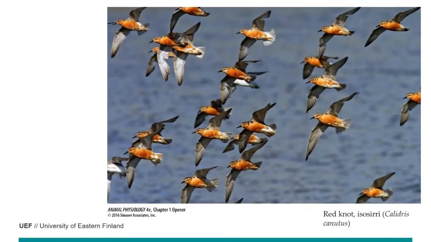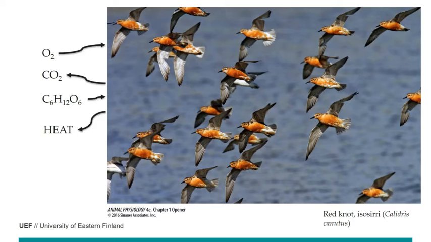Let's start from bird migration. This is the red knot, meaning isosirri in Finnish. A typical migrating bird, living in the northern hemisphere in the summertime, and then for the winter they travel south. If we think about the basic energy need of flying, they are consuming oxygen and producing carbon dioxide to produce ATP for these muscles. And at the same time, of course, they need some energy source like sugar. And as a byproduct of this energy consumption, they are producing heat.